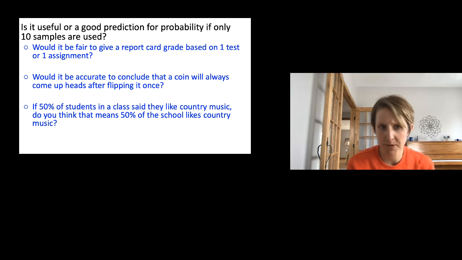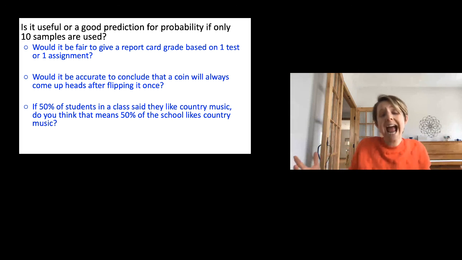You'd probably say, no, Mrs. Kluger, that would not be fair. And I wouldn't want that, Mrs. Kluger. I'd agree with you. Would it be accurate to say that a coin will always come up heads after flipping it once? No, and we have proof of that, right? We did 10 trials of it. How about this one? If 50% of the students in a class said they like country music, does that mean 50% of the school likes country music? Not necessarily. We need more data to support that.